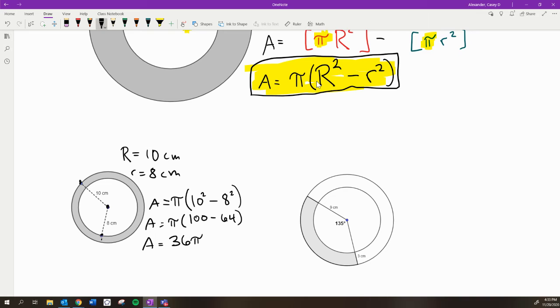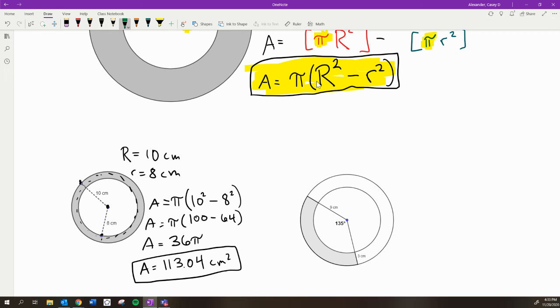And so the area, I can express it as just this one expression in terms of pi, 36 pi. And if I use a calculator and do 36 times 3.14, I get 113.04 square centimeters. That's the area of this entire donut all the way around. I did the big radius squared minus the little radius squared.